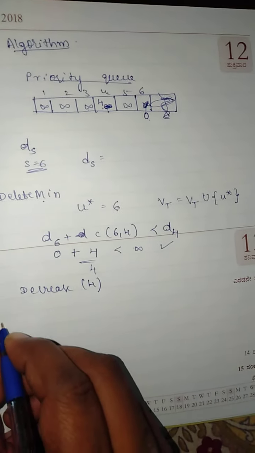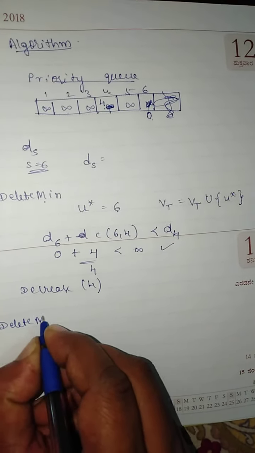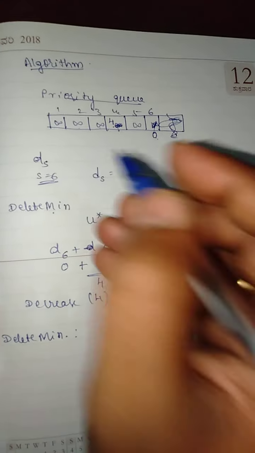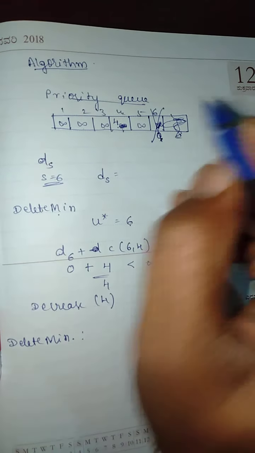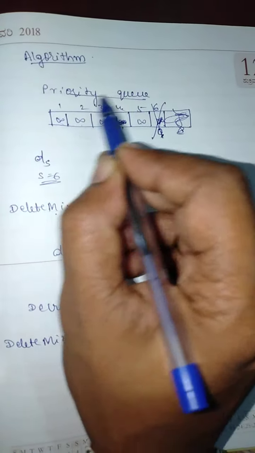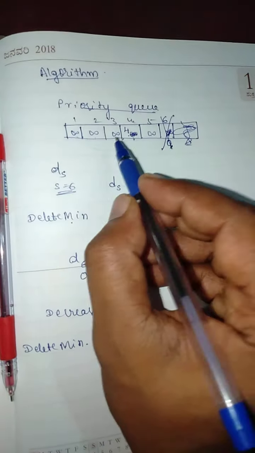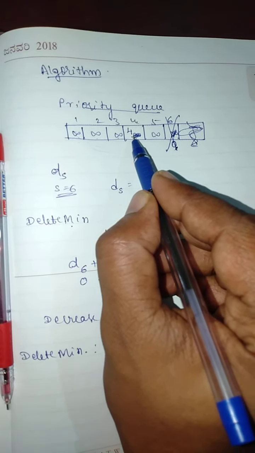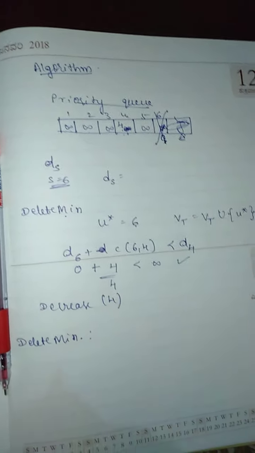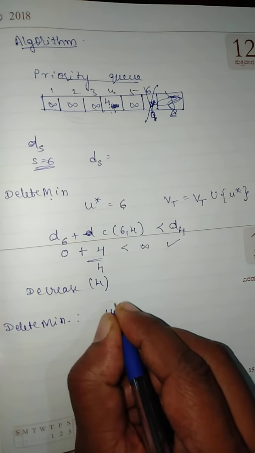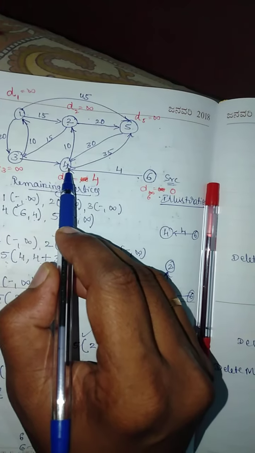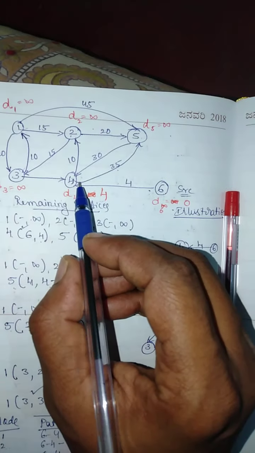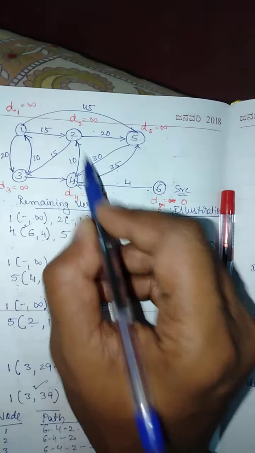Next, once again I have to apply the delete min operation. This element is no more, because we already removed this element. So out of the remaining, which is the minimum priority element? It is 4. Therefore now for me u star is the element 4, that is the node 4 that is to be considered. Now I have to check all the fringe nodes from 4. So from 4, which are the fringe nodes? It is 2 and 5.